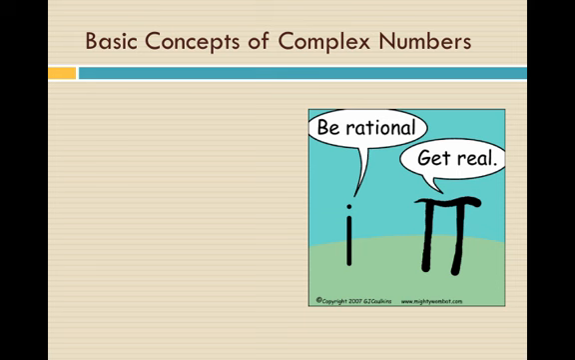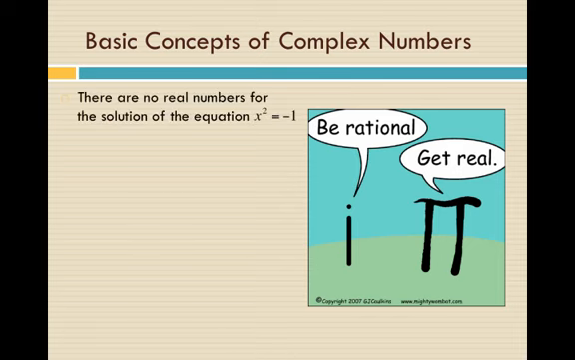Okay, the first thing we're going to talk about this week is complex numbers. Complex numbers are a set of numbers bigger than the real numbers. All right, so where do they come from? Well, if we tried to solve the equation x squared equals -1, how would we do it?